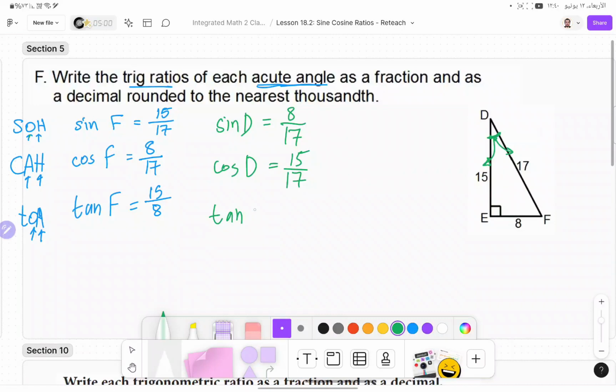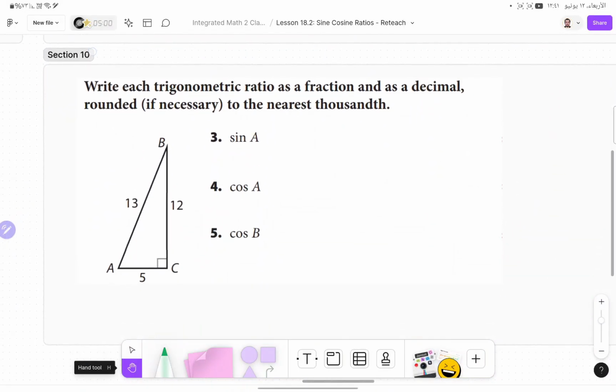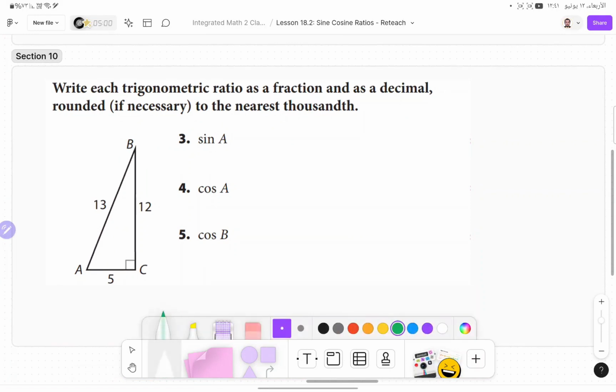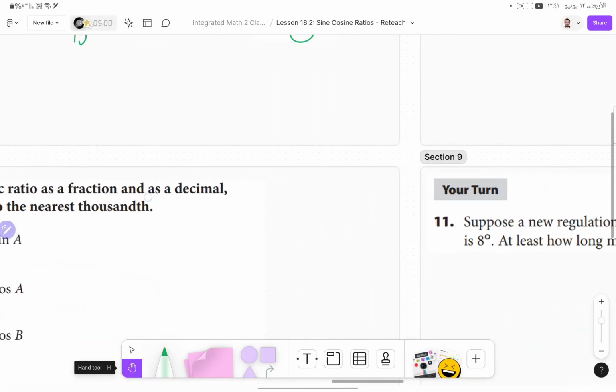The last one is tan D. For tan D, we know it's opposite over adjacent. The opposite side related to the angle D is 8, and the adjacent related to the angle D is 15. So 8 over 15. These are the trigonometric ratios. Now try to do this one by yourself to find the sine, cosine, and tangent related to the angle A. If you have any questions, please ask me.